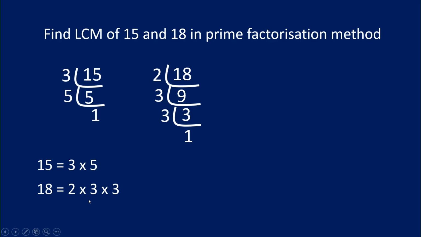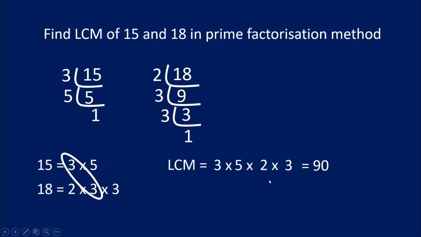Now try to find the common prime numbers among these two. 3 is the common prime number. So write the 3 here. Write these numbers: 5, and next to it 2, and next to it 3. Hence the product is like this: 5 into 2 is 10, 10 into 9. Hence the LCM is 90 here.